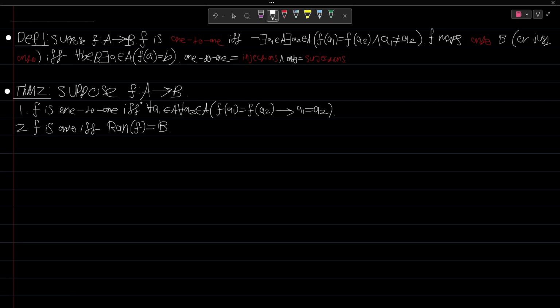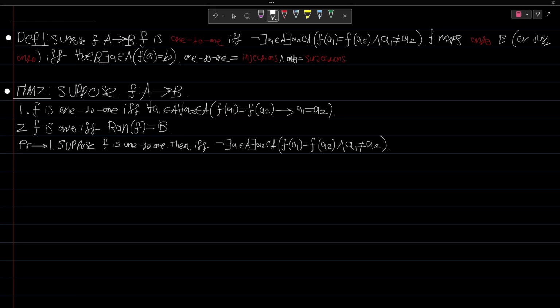First we suppose that f is a function from A to B. Then this theorem states that first, f is one-to-one if and only if for all a1 and a2 in A, if f of a1 is equal to f of a2, then a1 is equal to a2. And second, also a pretty useful result, f is onto if and only if the range of f is equal to B. So to prove the first statement, we first suppose that f is one-to-one.